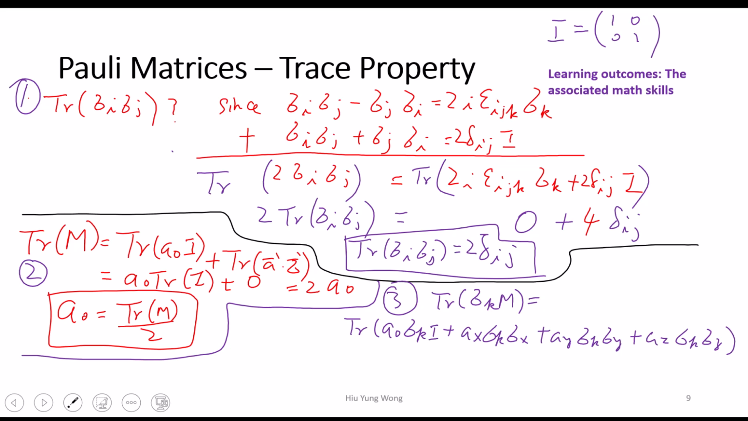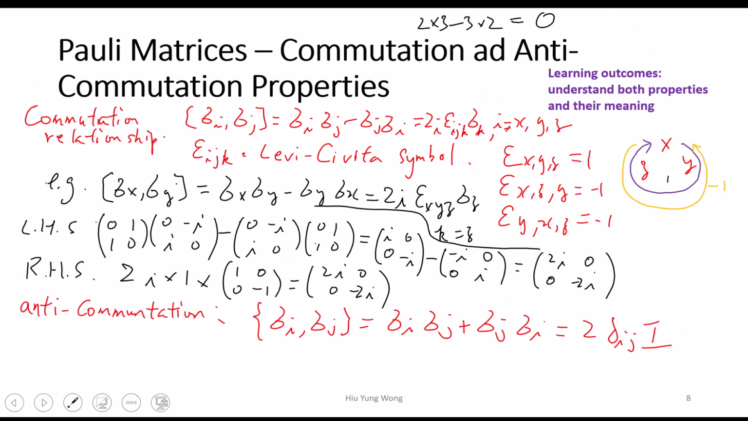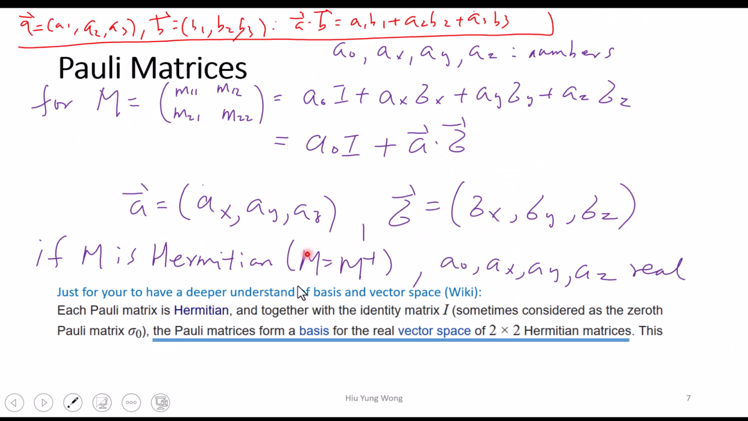Professor, is M Hermitian? M doesn't have to be Hermitian. Yeah, it can be general. But we say that if it's Hermitian, AX, AY, AZ are real.